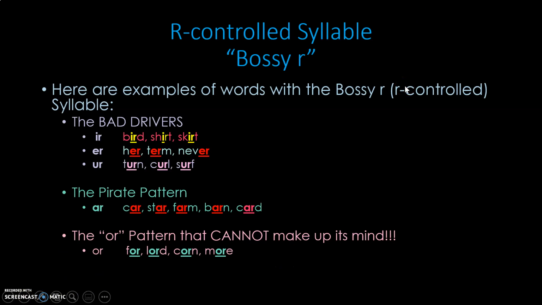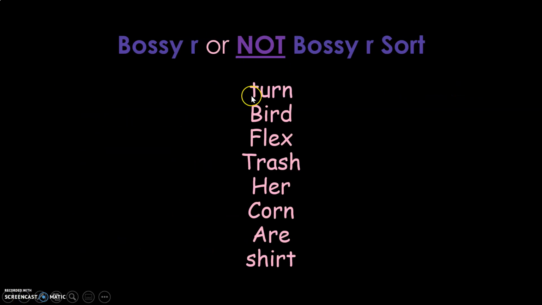Now, it's your turn to start to look for and identify the bossy or R-controlled pattern. We are going to do a little sorting activity. You have to decide if the following words belong in the bossy R, or the R-controlled syllable pattern, or if they do not belong with the bossy R syllable pattern. So it's a bossy R or not bossy R sort. Take a look at these words, read them to yourself, pause the video, and take your time.